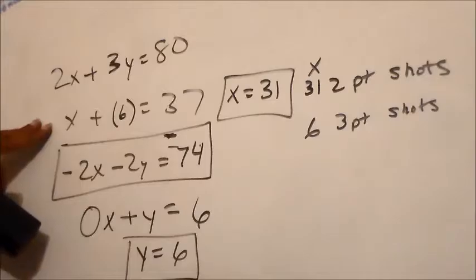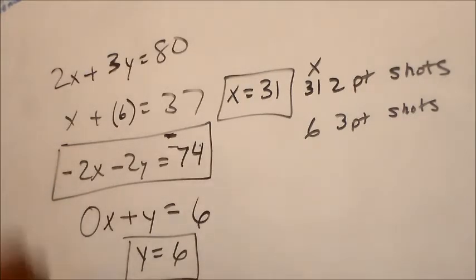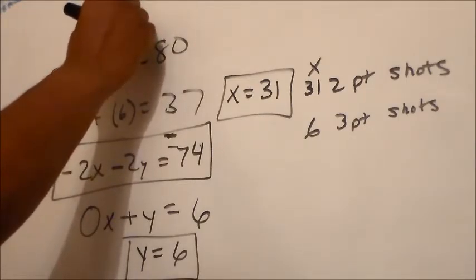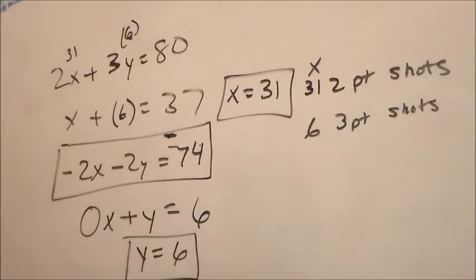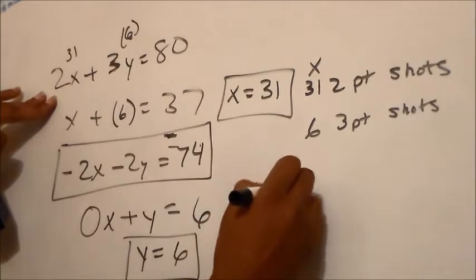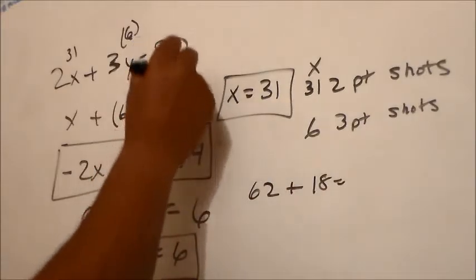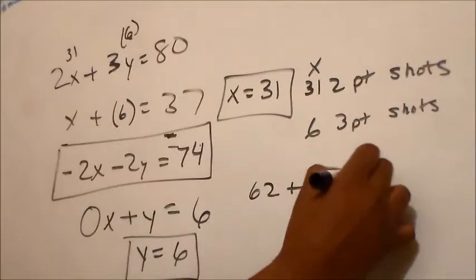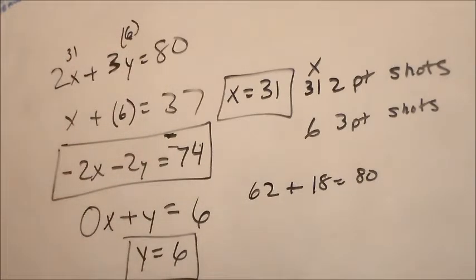Now it worked out in this equation, but we need to test it in this equation. So we need to plug in 6 here and 31 here. And let's see if that works. We can do it here. 31 times 2 is 62 plus 18. Does that equal 80? Yes, it does. Okay, so the equation works here and works here. So that's our answer right here.